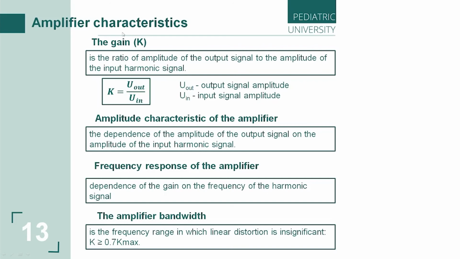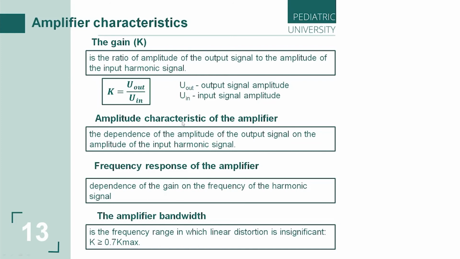You can see the formula on the slide. The gain is the letter K. We put the letter K for the gain, and we divide the output signal amplitude by the input signal amplitude, and after that we can calculate the gain of our amplifier. This value is determined from the experimental amplitude characteristics of the amplifier.